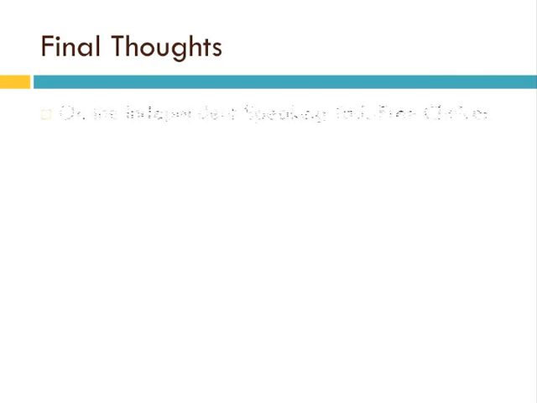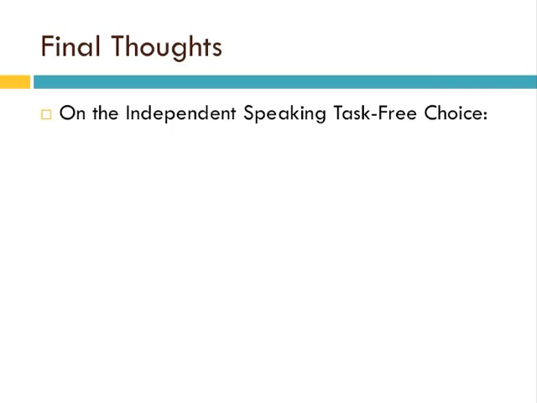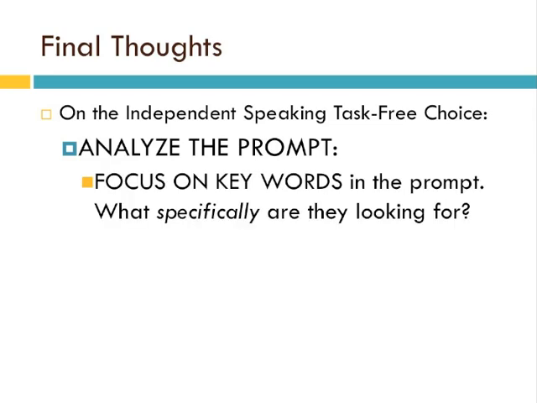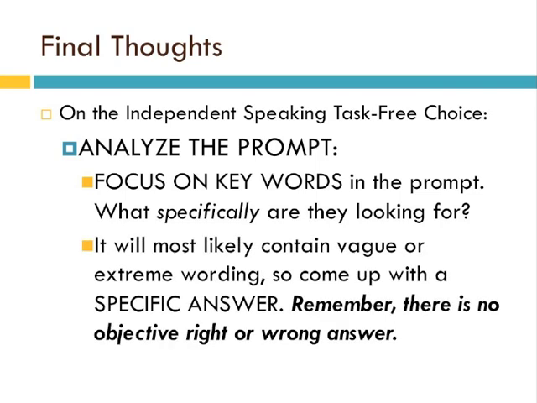So our final thoughts for this first video. On the independent speaking task, the free choice, the first thing we discussed is analyze the prompt. Focus on key words in the prompt. What specifically are they looking for? Remember, it will most likely contain vague or extreme wording, so the answer you come up with needs to be specific. Now, of course, there is no objective right or wrong answer, but don't choose a general answer. Be very specific. If it asks for a certain place or time or event, you need to come up with a specific time or place and have some details, some actual examples that you can use.